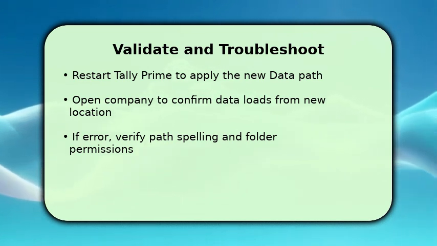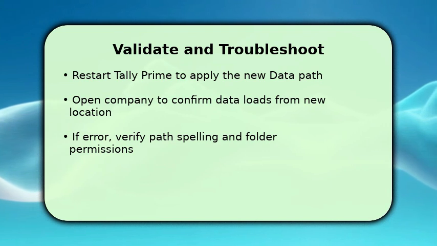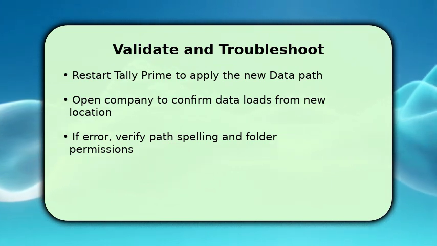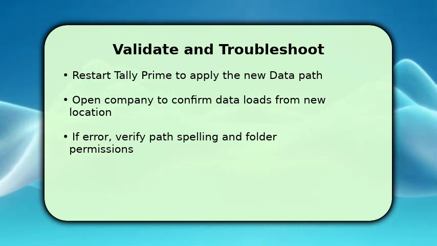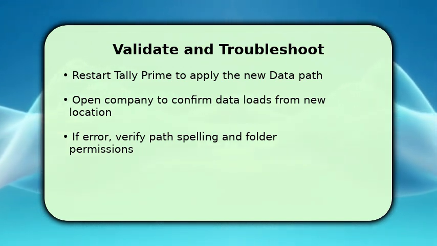If something fails, verify the path spelling and ensure the folder permissions allow Tally to read and write. If network path, confirm connectivity. This quick check prevents silent data loss and ensures your change worked.